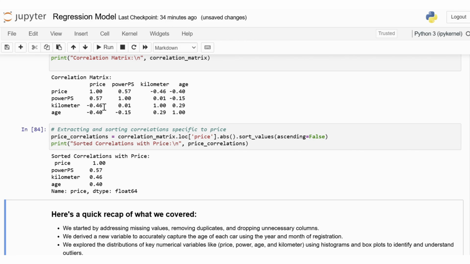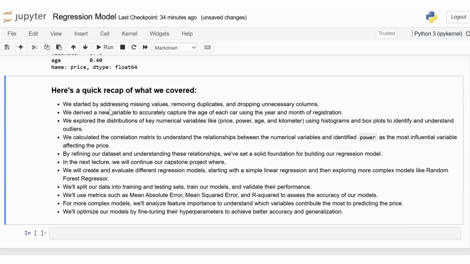So, in this lecture, we took significant steps toward preparing our dataset for a regression model aimed at predicting the price of pre-owned cars. Here's a quick recap of what we covered. We started by addressing missing values, removing duplicates, and dropping unnecessary columns. We derived a new variable to accurately capture the age of each car using the year and month of registration.